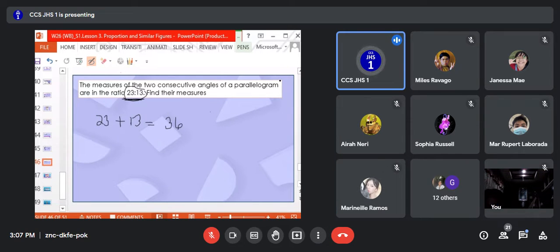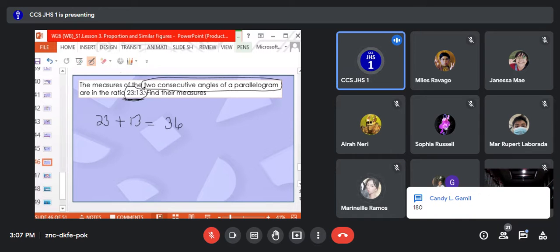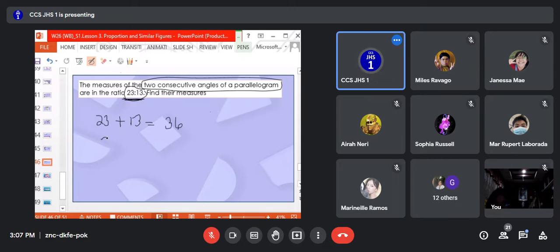Total number of degrees. Okay, if you have consecutive angles in a parallelogram, what is the sum of the two angles? 180. Pila man ang sum sa duha? 180, di ba? Okay. So, 23 parts of 180 will go to the first angle. 13 parts will go to the second angle.